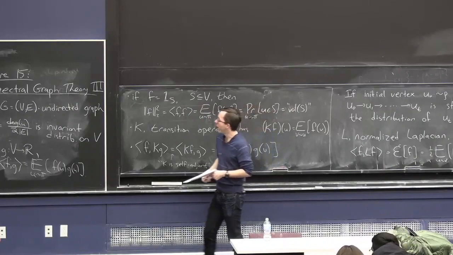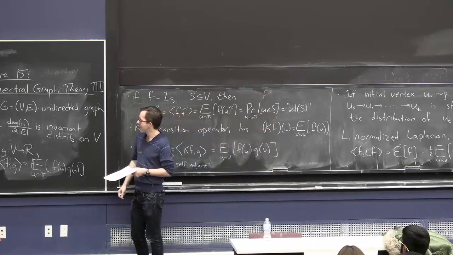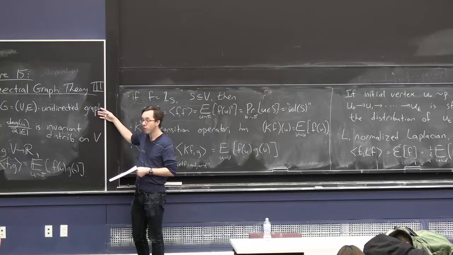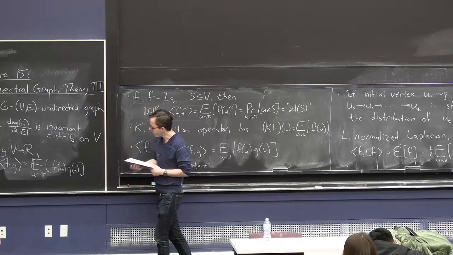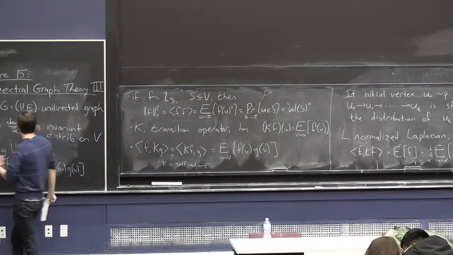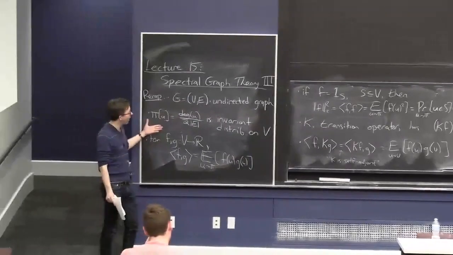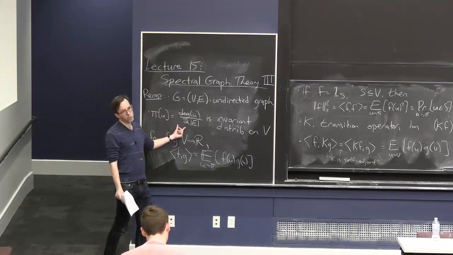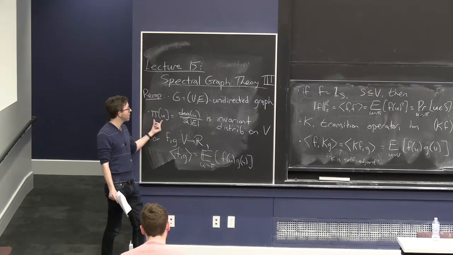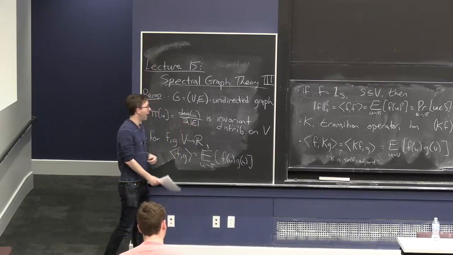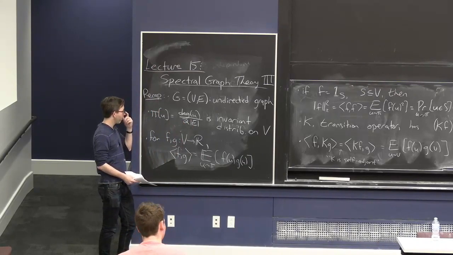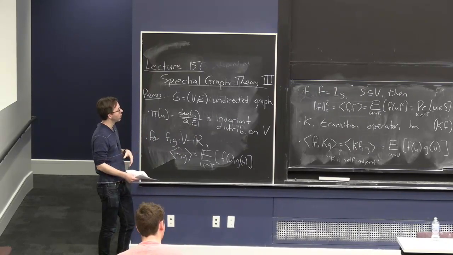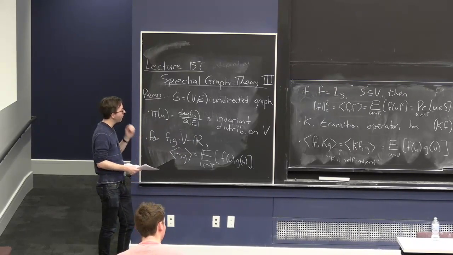So I'll recap once again some of the setup we have. We're always going to be sort of in the back of our minds having a fixed undirected graph G that we're studying. And there's a very special probability distribution on the vertices of G, namely the invariant distribution or stationary distribution, which we denote by pi. Pi of u is proportional to the degree of u. And this is the uniform distribution in the notable special case where G is a regular graph.